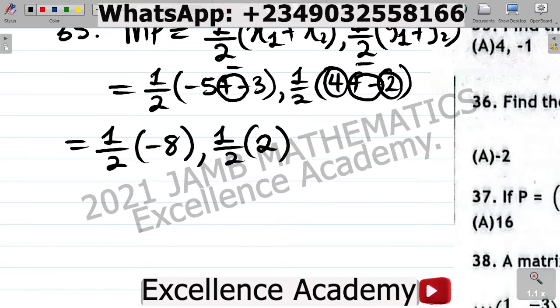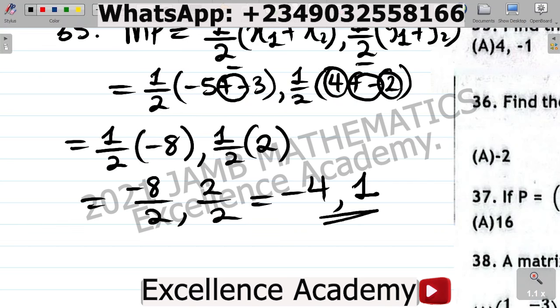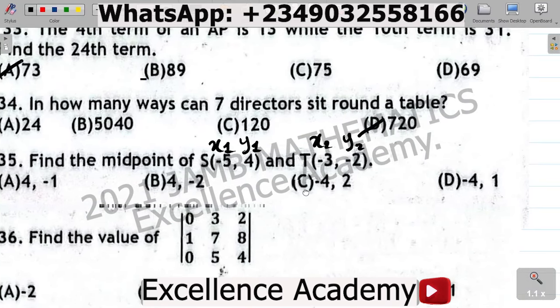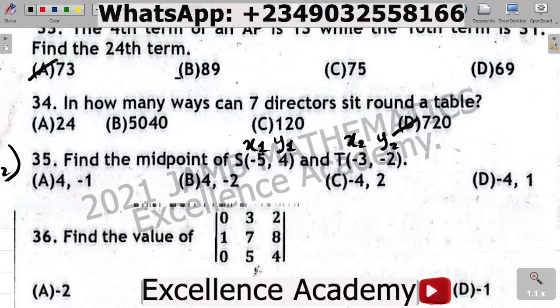So the midpoint will now be equal to half of minus 8, that becomes minus 8 over 2, and half of 2, that becomes 2 over 2. And this is equal to minus 8 over 2 gives you minus 4, 2 over 2 gives you 1. So you have this as minus 4 and plus 1. That's your answer. The correct option there is D, minus 4 and 1. That's your answer.